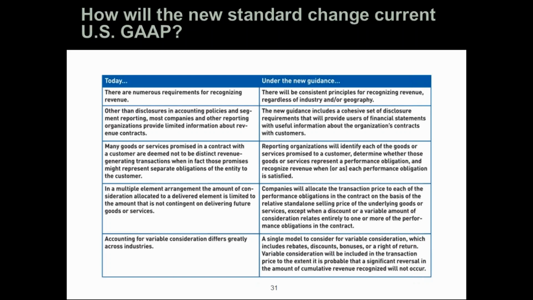Marcus had touched on the variable consideration too. Currently, it's accounted for differently across various industries, but with the new guidance, there's really going to be a single model for this, and rebates, discounts, bonuses, all that kind of stuff will all be treated in a similar way.